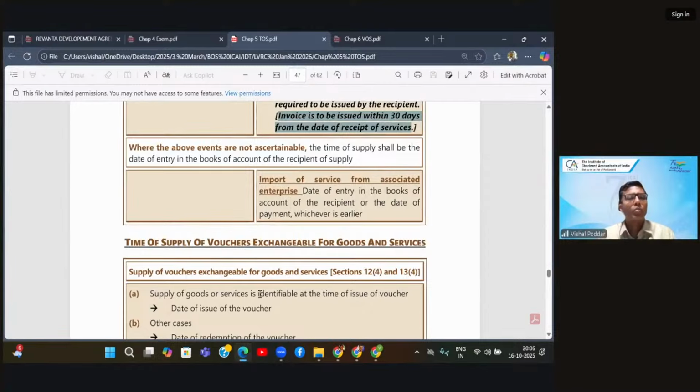Okay, Swaminathan has a question. Sir, why is the date of payment not relevant in case of supply of goods to determine time of supply? Yes, Swaminathan, I'll tell you.